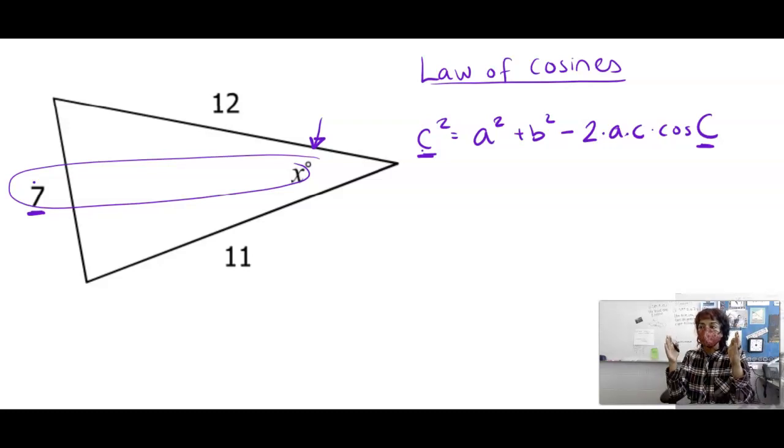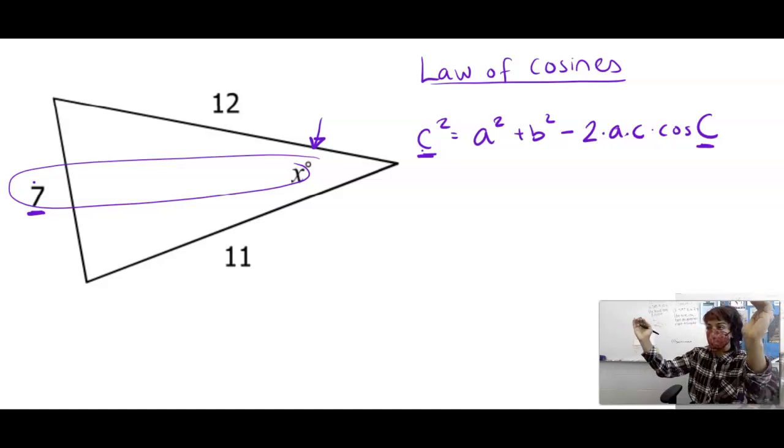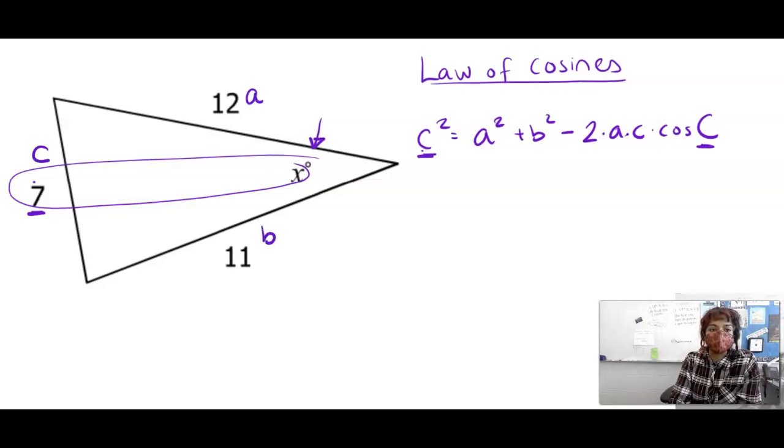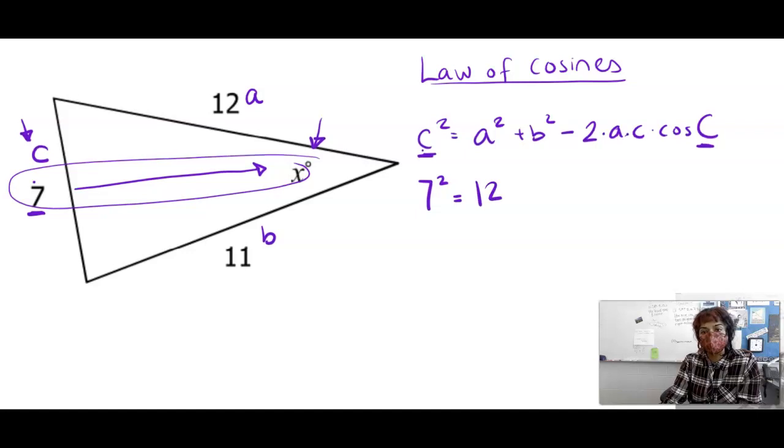The pair that you're looking for sandwiches the C and the C, right? Do you see the C's are sandwiching the formula? Yeah. So that's what you have and what you want. That's the pair that sandwiches the equation, okay? So I can name this one A and this one B and this one C. This one is C because I'm looking for its opposite angle, okay? All right, so then I do 7 squared equals 12 squared plus 11 squared minus 2 times 12 times 11 times cosine of x.